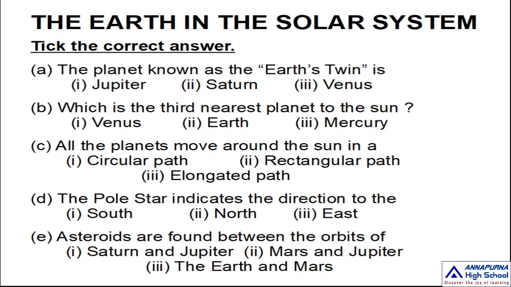And next bit. Asteroids are found between the orbits of Mars and Jupiter. The correct answer is Mars and Jupiter. What is meant by asteroids? Along with the planets and satellites, some numerous tiny bodies also move around the Sun. These bodies are called asteroids. They are found between the orbits of Mars and Jupiter. So the tick the correct answers is completed, children.